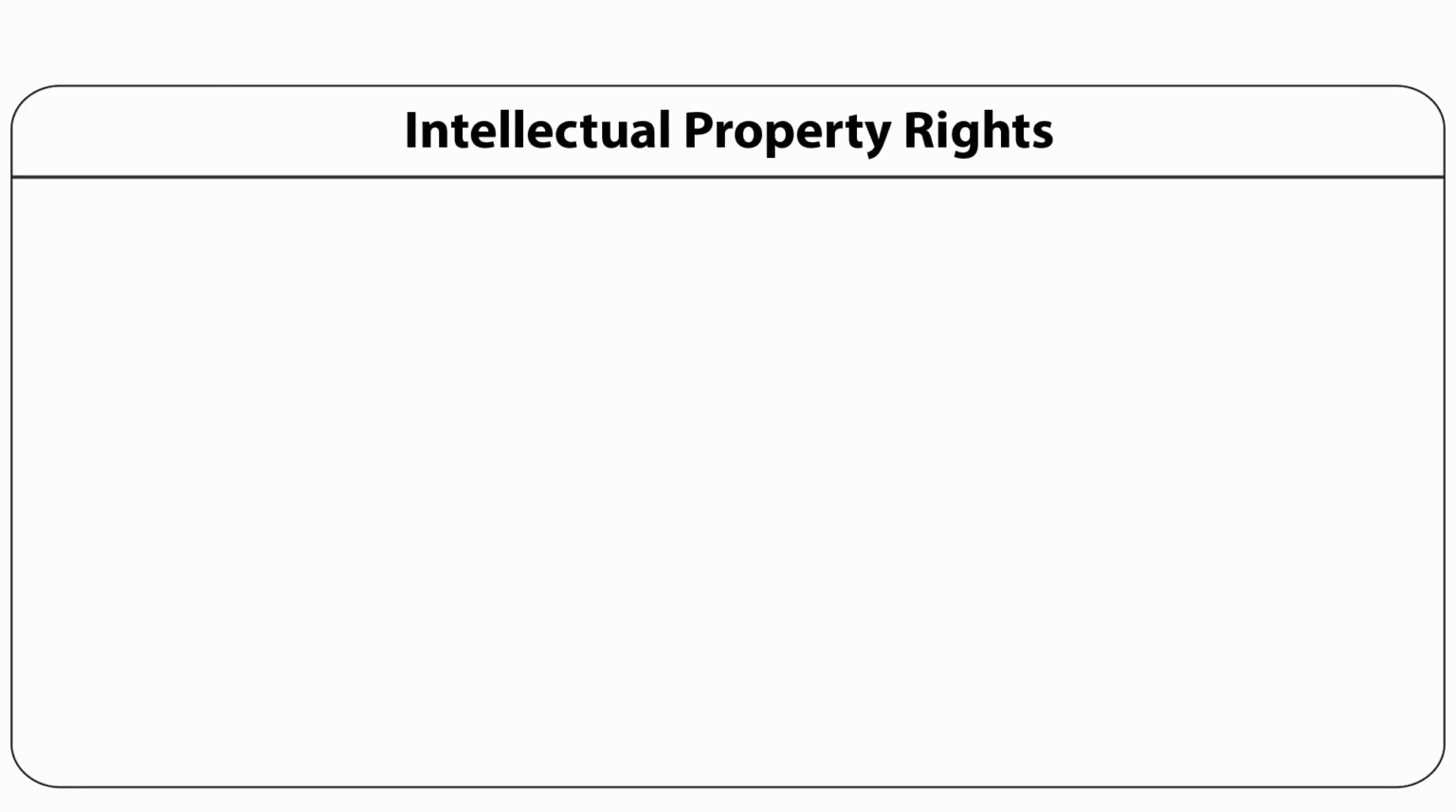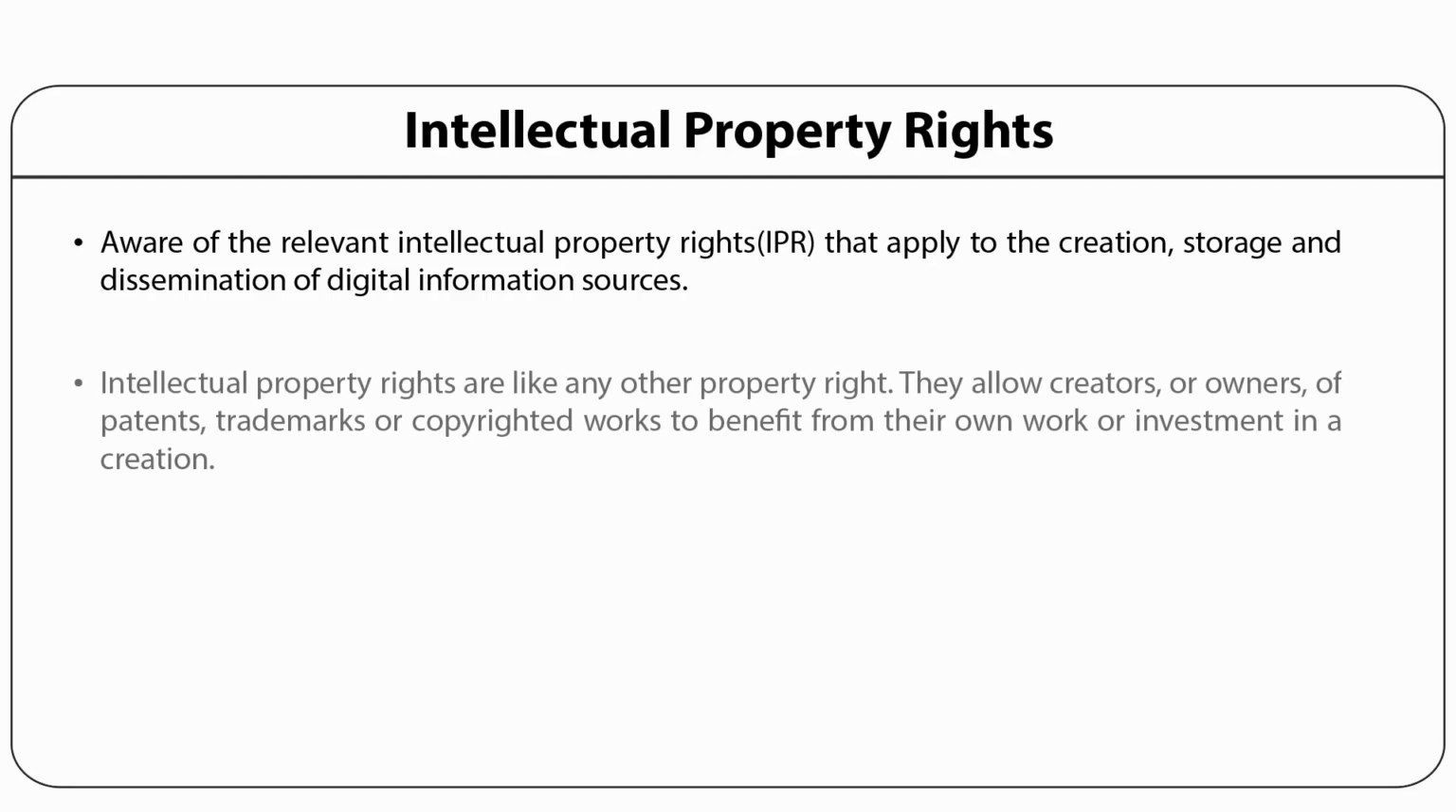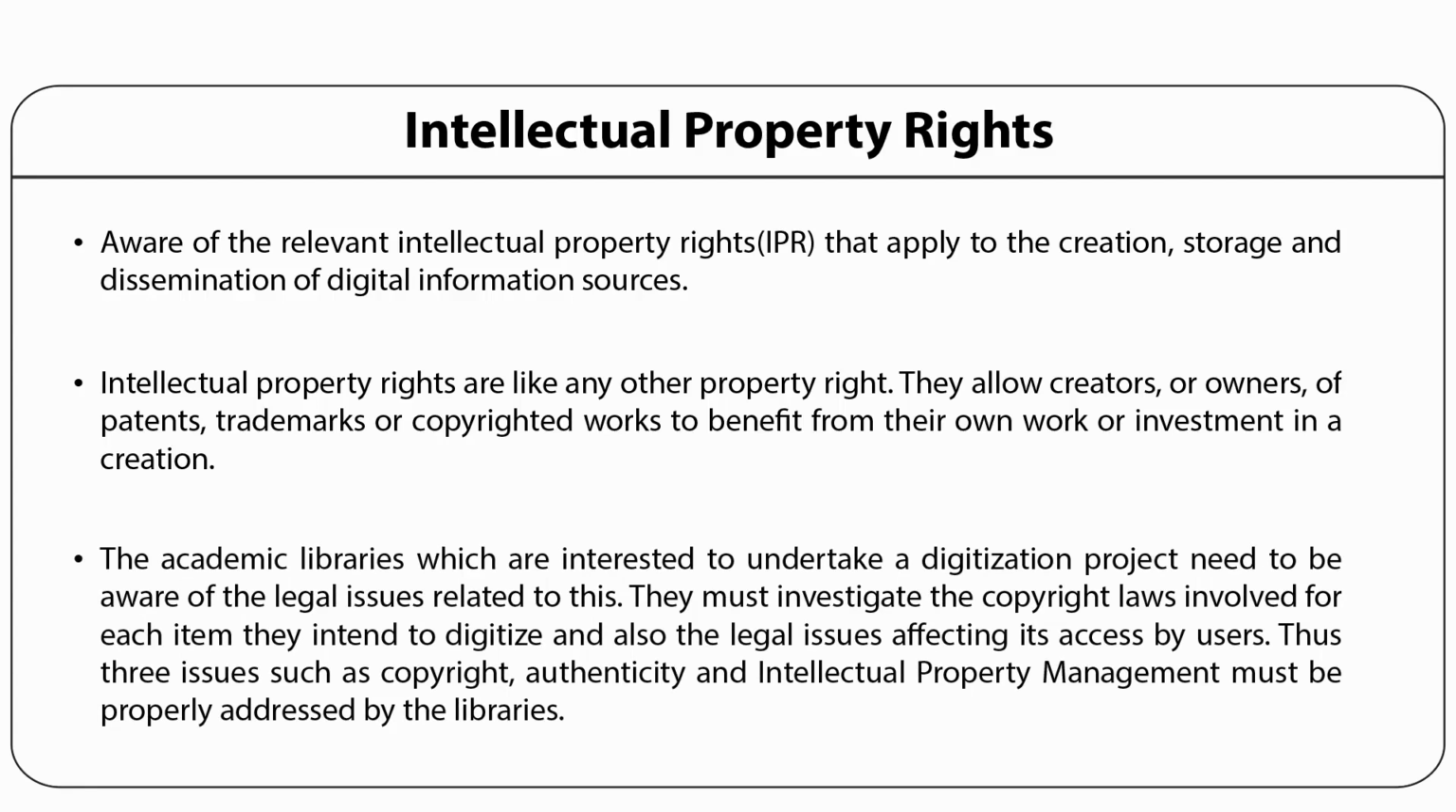The last point is intellectual property rights. Libraries should be aware of the relevant intellectual property rights that apply to the creation, storage, and dissemination of digital information resources. In digital collections, intellectual property rights are a very important aspect, and we need to take care of this. Intellectual property rights are like any other property right. They allow creators or owners of patents, trademarks, or copyrighted works to benefit from their own work or investment in creation. Academic libraries interested in undertaking a digitization project need to be aware of the legal issues related to this. They must investigate the copyright laws involved for each item they intend to digitize and also the legal issues affecting its access by users. Thus, three issues, copyright, authenticity, and intellectual property management, must be properly addressed by libraries.